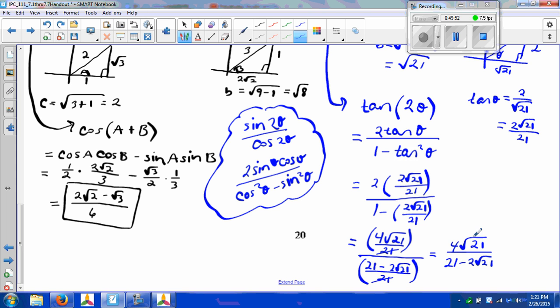It may be tempting to cancel those, but don't do it. Don't be tempted, because you can't split up a numerator into two separate denominators, so it's just stuck like that. This has subtraction here, so this root 21 is not a factor of the entire denominator, and only factors cancel with division. Okay, so that's the answer for that one. And we don't need to rationalize. I told you that you don't have to do that anymore for me.